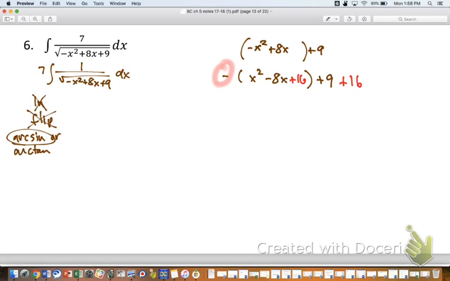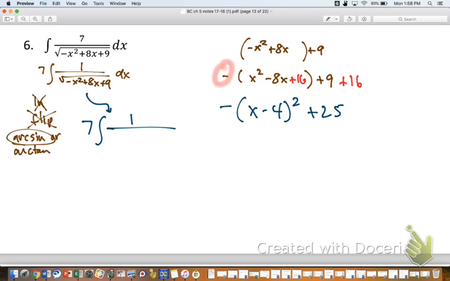Okay, so the way this finishes is the factoring is x minus 4 squared, and then out here, of course, is plus 25. So to finish this off, I'll rewrite it like this. Like so.